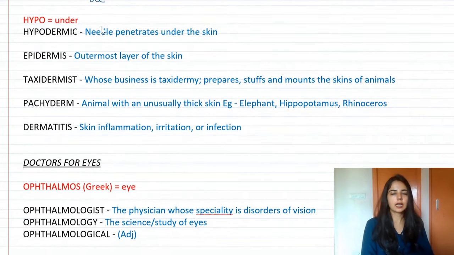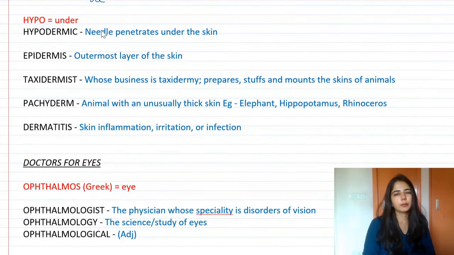So hypo means under. You must have heard about hypothyroidism and hyperthyroidism, so hypo is under and hyper is over. So hypodermic means under the skin. When a needle penetrates under the skin, it is known as hypodermic. Needle that penetrates under the skin, hypodermic. Epidermis. Epidermis is the outermost layer of the skin. Epi is outermost, epidermis.